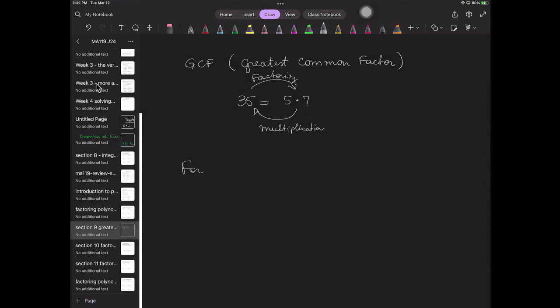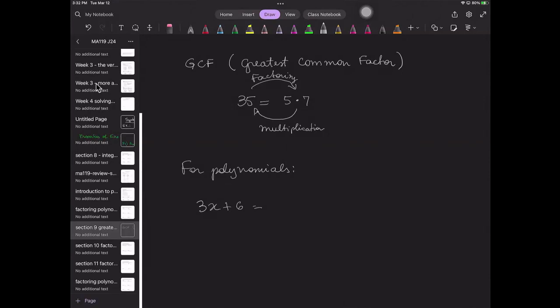So for polynomials, we can use what's called the GCF. It's not the only technique, but we always try to look at that first because it makes factoring easier. All right, so let me give an example for polynomials. I have a polynomial 3x plus 6, right? We saw that this is a binomial because it has two terms. And I want to factor this polynomial.